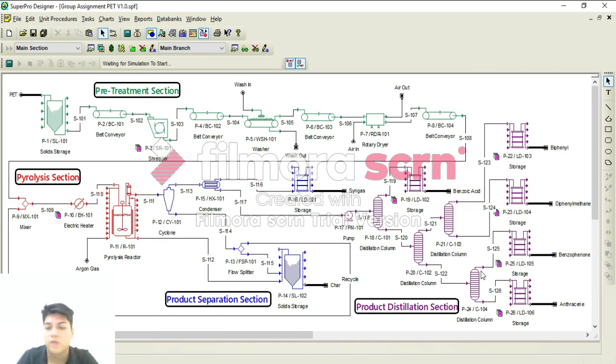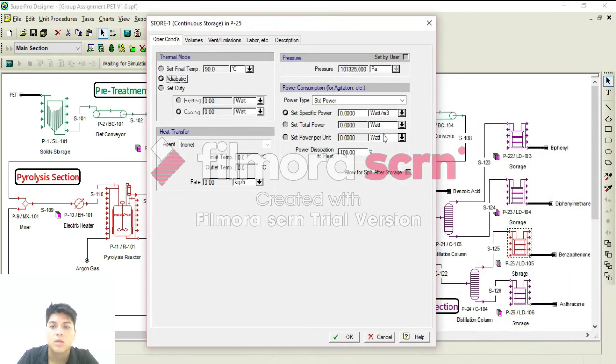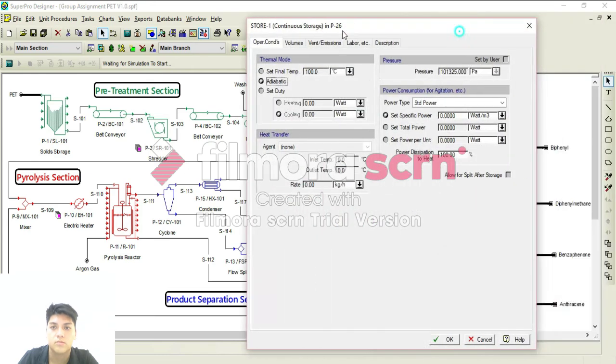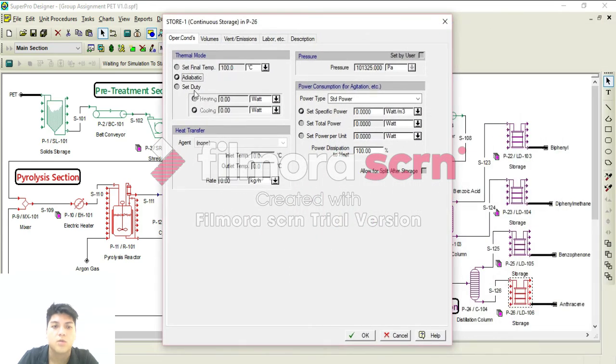The distillate of the fourth distillation column, which contained mainly benzophenone, will enter a storage drum. This benzophenone storage drum was set to operate at adiabatic thermal mode, whereas the bottom of this fourth distillation column, which contained mainly anthracene, will enter its own storage drum. The storage drum for anthracene was set to operate at adiabatic thermal mode as well.